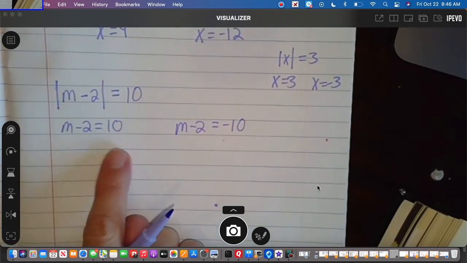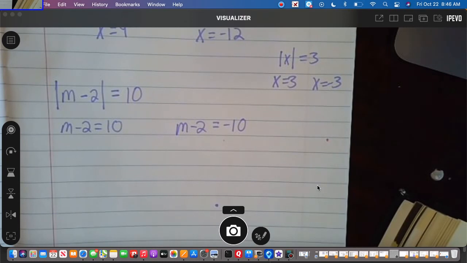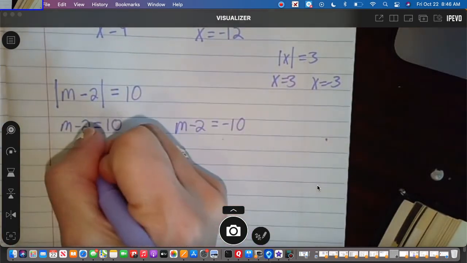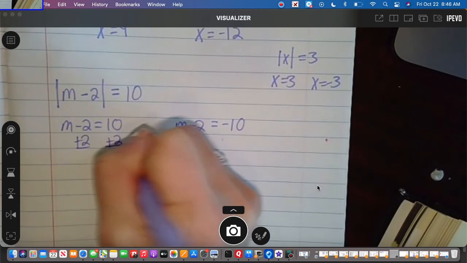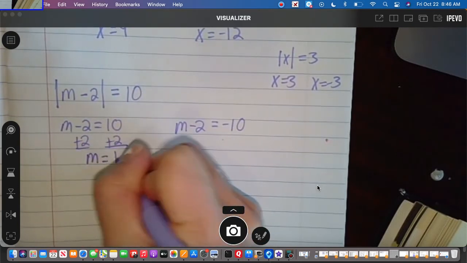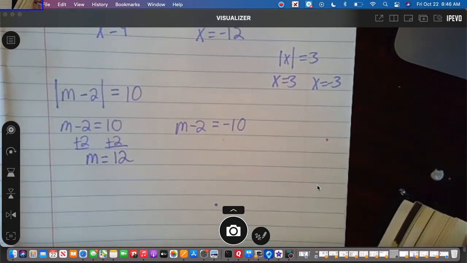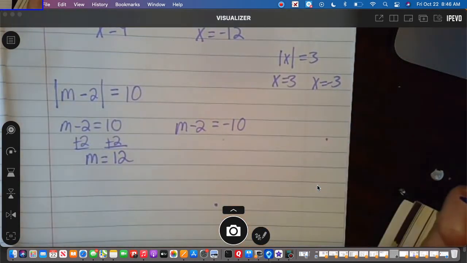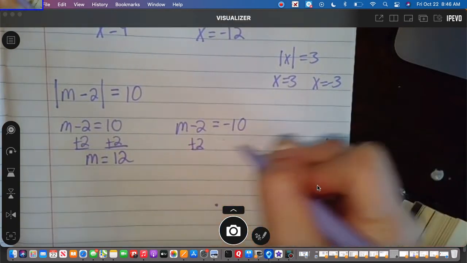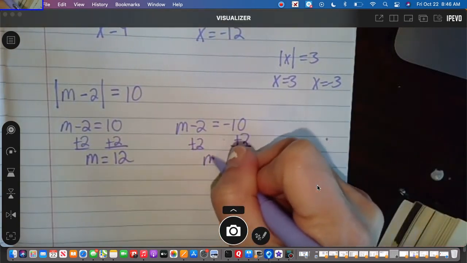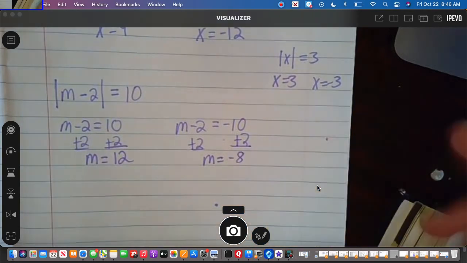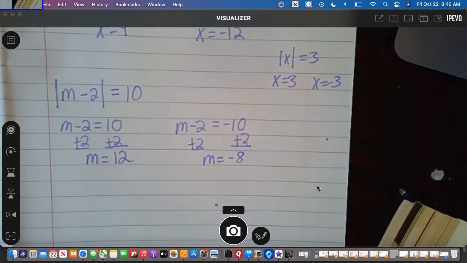Okay? So what am I going to do? I'm going to add 2, right? Add 2. So what's my first answer? M equals 12. Okay? And I could plug that in and see, yes, it works. What do I do on this one? Add 2. So M equals negative 8. If I plugged that in up here, then I would see that that also worked.